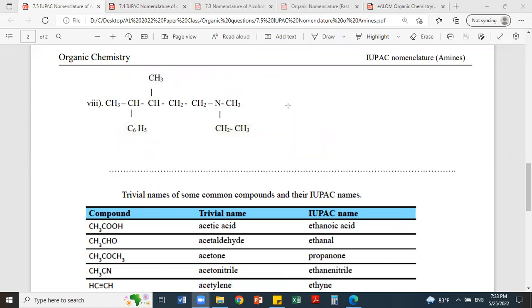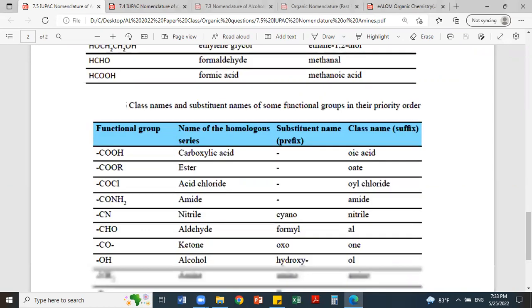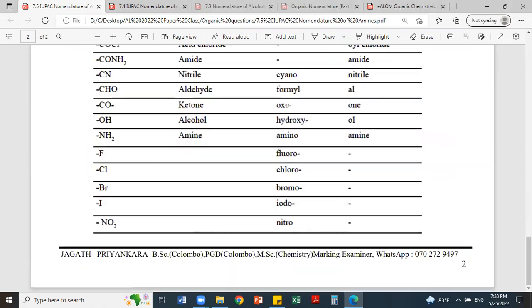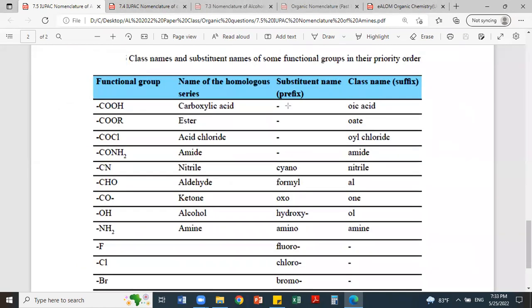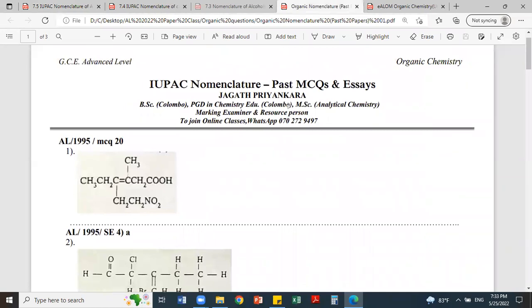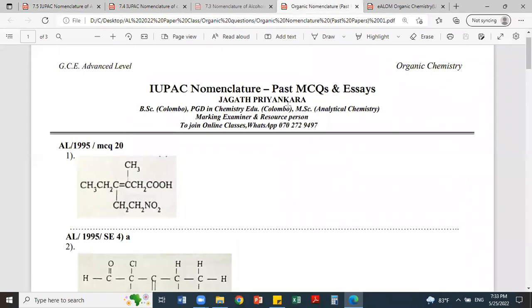It's 7:30, so I will stop for now. This is the summary. I have given two important things, so that you will remember them in the resource book. I have also given here the priority order, and this one is for homework. Try to do all the possible ones, and the next day I'll discuss this.